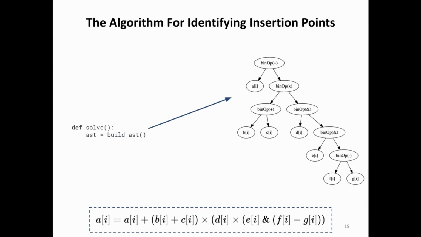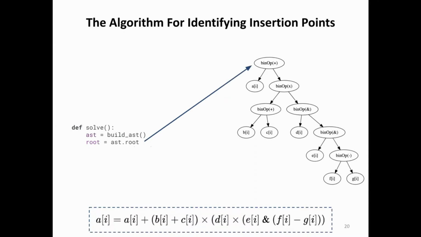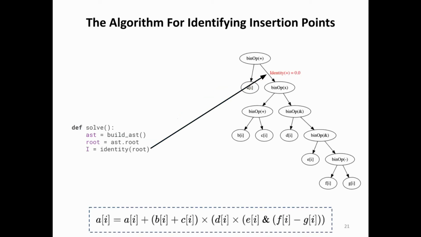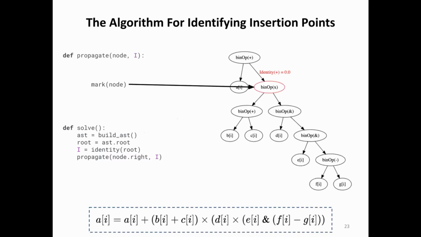First, we build the AST using the expression below. We get the first node, the root node, which is an addition. We get the identity of this addition, which is 0. And we propagate this information to the child on the right. We mark this node as red, and it means that this node is an insertion point.